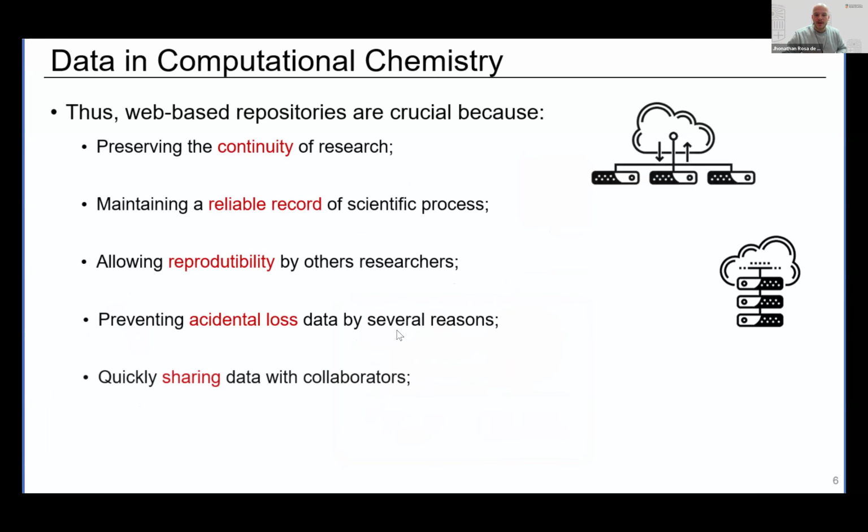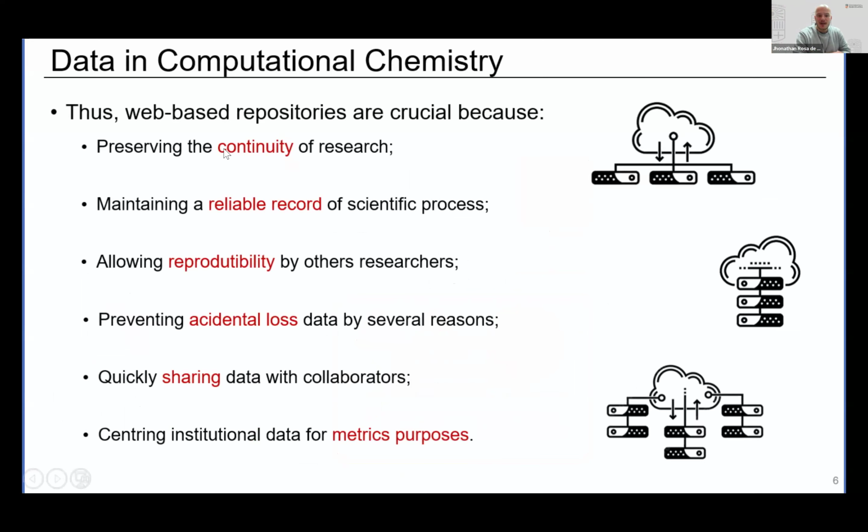So let's continue from here. I was talking about these topics. Just to remember, web-based repositories can preserve the continuity of the research, maintain a reliable record of the scientific process, also allow reproducibility by other researchers, and prevent accidental loss of data for several reasons, allow quick sharing with collaborators, and also give the possibility to make some metrics with the data and metadata that you can generate during the research. So let's move on.